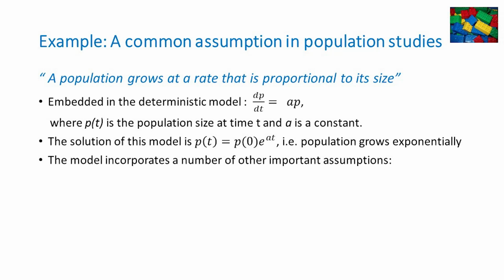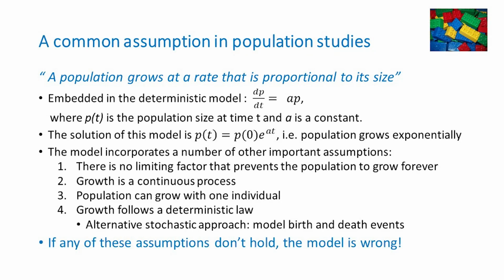So that means that population size at time t is equal to the population at time 0 times this exponential function. Now I made my model, I'm happy. But actually what I'm assuming here are very important assumptions. First, I'm assuming that there is no limit to the growth of the population. It can go infinitely large.